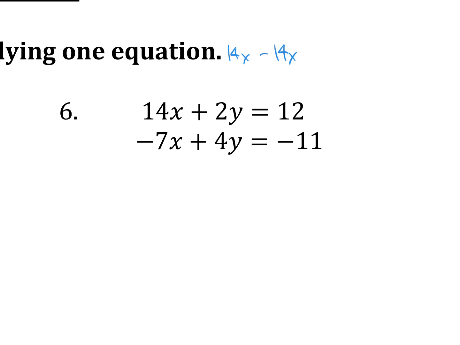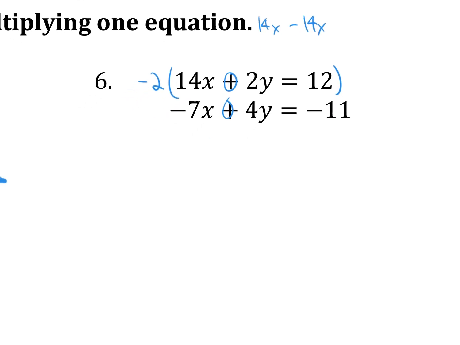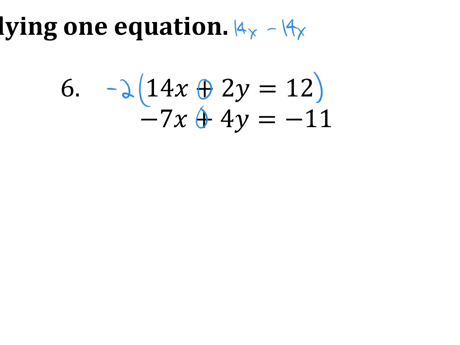But in this case, I have 2 and 4. What's the least common multiple between 2 and 4? It'd be 4, right? So I need to multiply the top. 2 times what is going to be 4? It's going to be 2. And also, do you see how we have both positive numbers here? These are both positive. So we're going to need to multiply this by a negative 2 to make it positive: 4 and negative 4. All right, if you want to go from here, figure it out, give it a try.